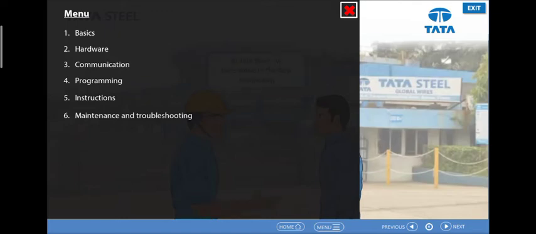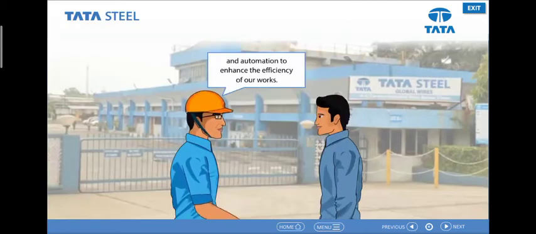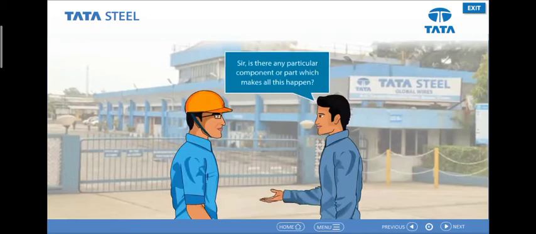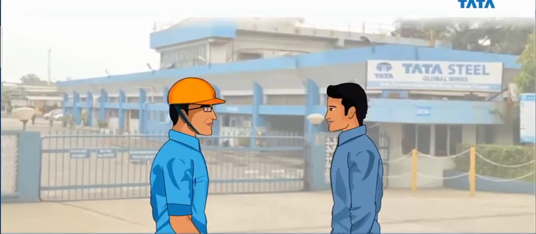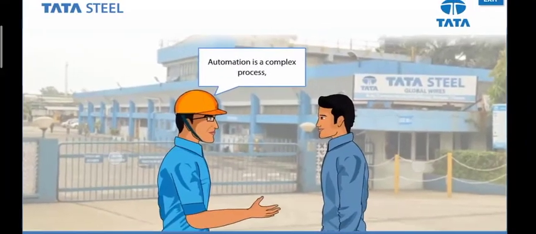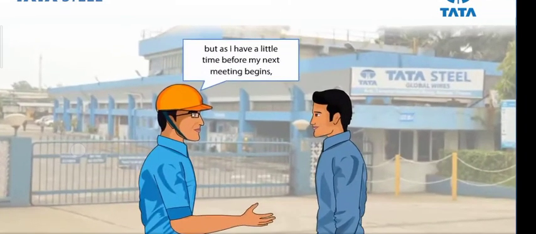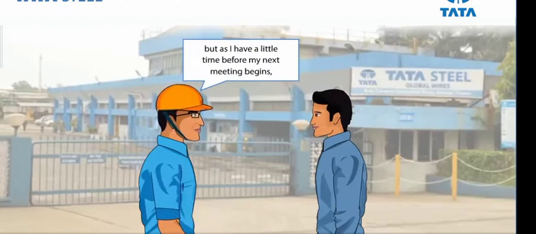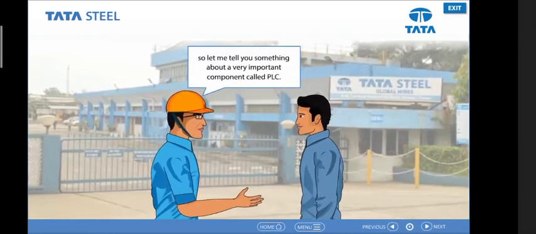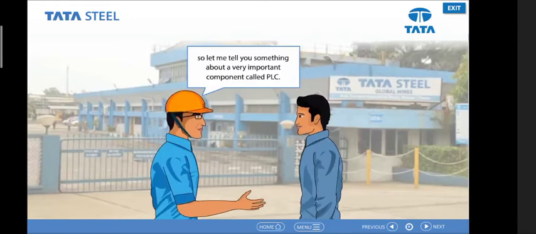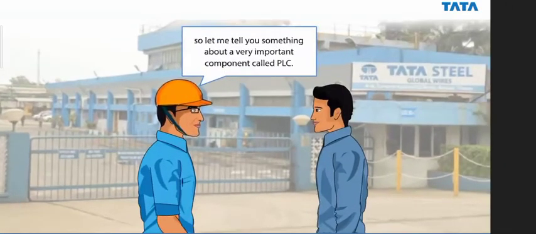Good. At Tata Steel, we have some of the best technology and automation to enhance the efficiency of our works. Sir, is there any particular component or part which makes all this happen? Automation is a complex process, but as I have a little time before my next meeting begins, let me tell you something about a very important component called PLC.